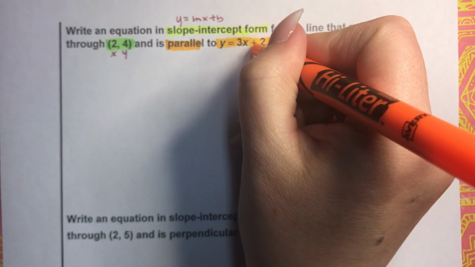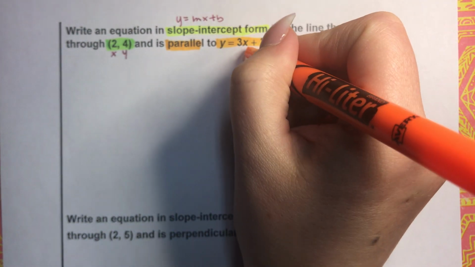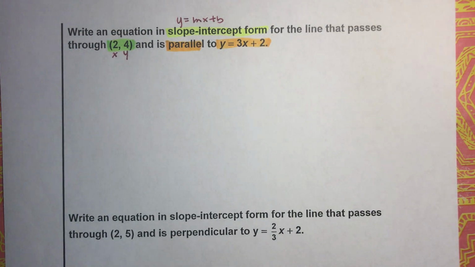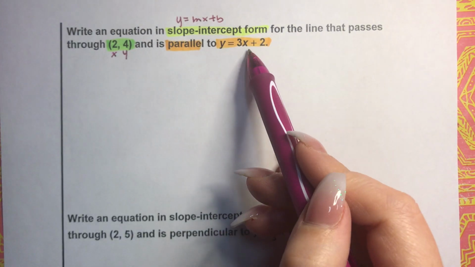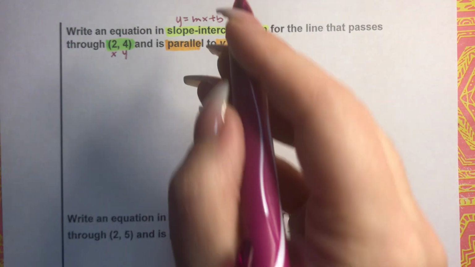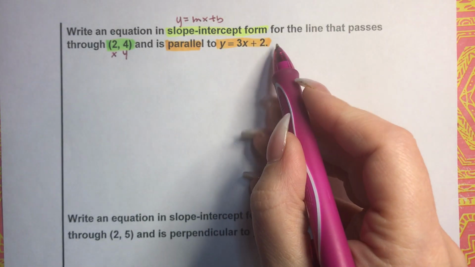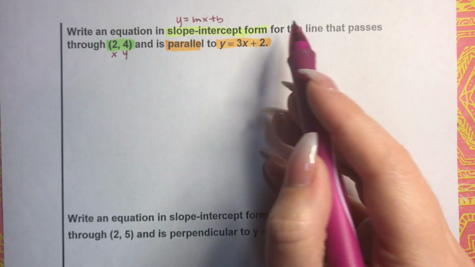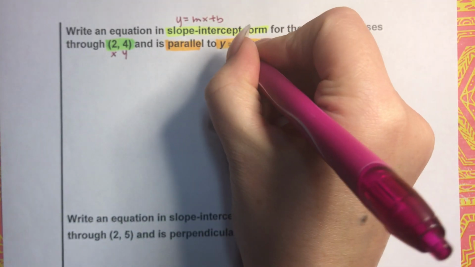So our line isn't this line. Our line is just parallel to this line. And what does that tell us? What's the clue? Yes, it's telling us that our line has the same slope as this line. So if we know the slope of this line, we know the slope of our line. And what's the slope? This is in slope-intercept form, right? Y equals mx plus b. And the slope is 3.